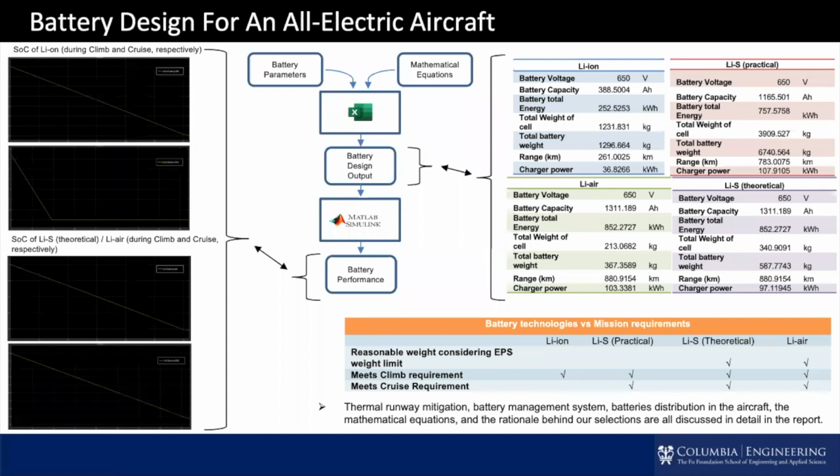Since the aircraft is expected to be in service in 2040, battery technologies which are still under development were considered as a potential option. Using Excel, we were able to calculate and obtain the results shown in the tables at the top right corner. After that, using Simulink, we tested the performance of each battery technology and obtained the graphs on the left, which represent the state of charge during climb and cruise. Finally, we compare the overall results as shown in the table at the bottom of the slide. In addition, thermal methodology indication, BMS, the mathematical equations, and the rationale behind our selections are all discussed in detail in the report.